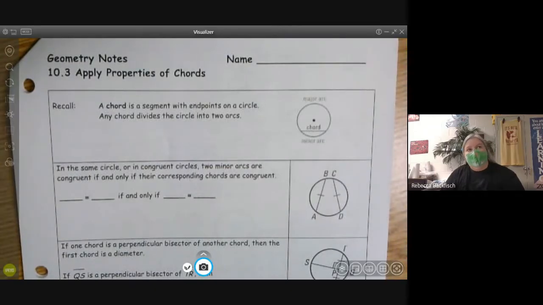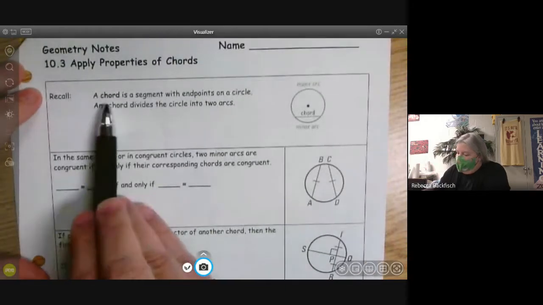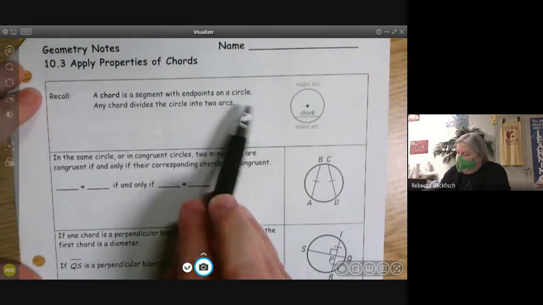Okay, so today we're talking about basically how arcs and chords work together. So this says properties of chords, but really all of this has to do with arcs as well. So we're still sort of talking about arcs. So a chord we've already defined, it's a segment with endpoints on a circle.